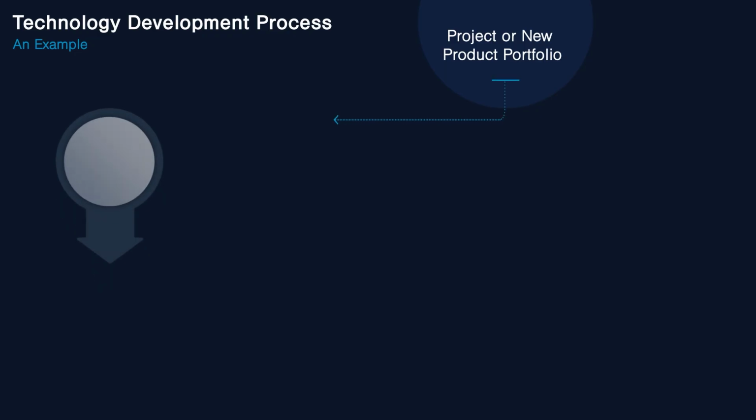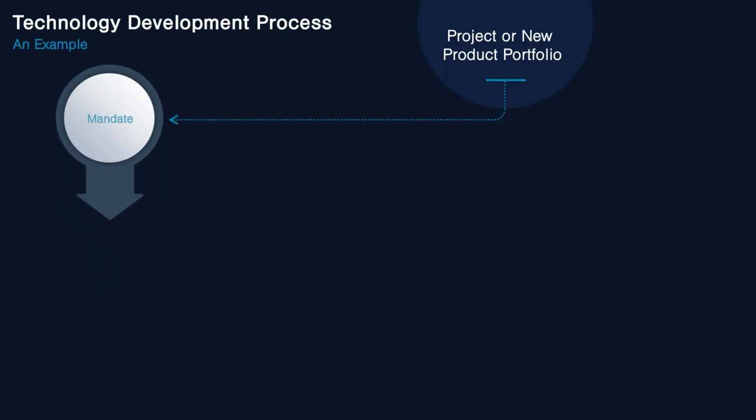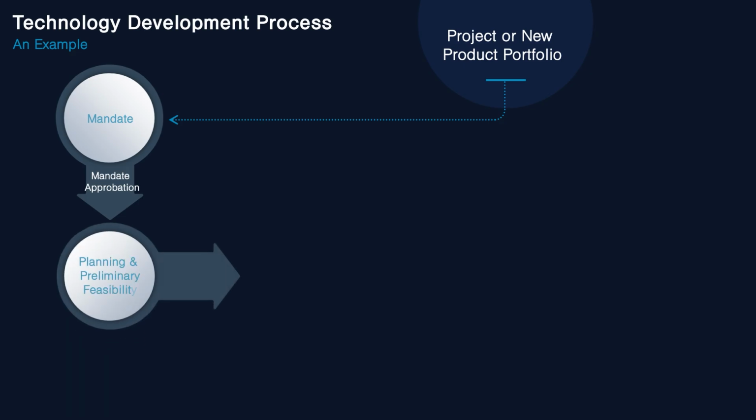Once the project is selected, the mandate is defined and then goes through a mandate approbation checkpoint. Again, it might not be clear yet that a TDP will be required. Then the project is planned and preliminary feasibility is performed. Here, the team might realize that developing the technology will take more time than initially expected. The technology development is then separated from the project development to ease the management. Once this is completed, the project plan is submitted for approval.